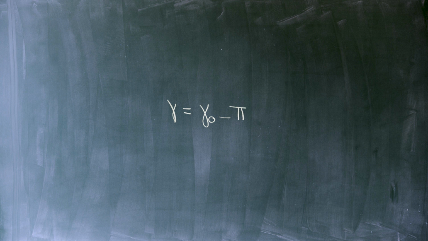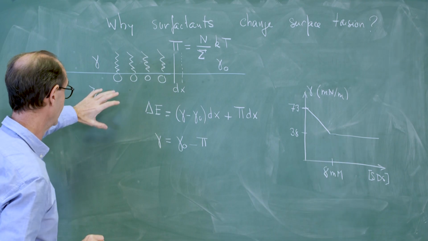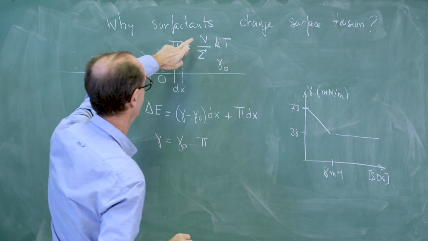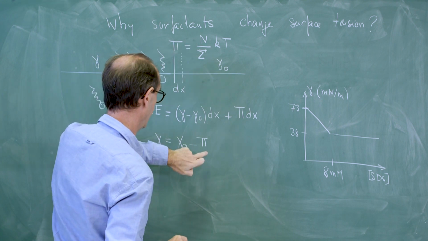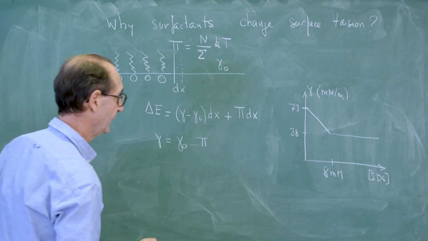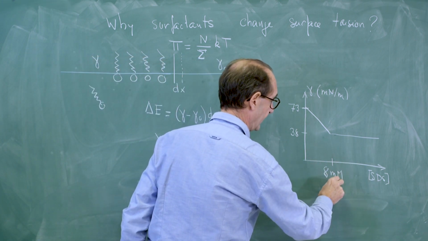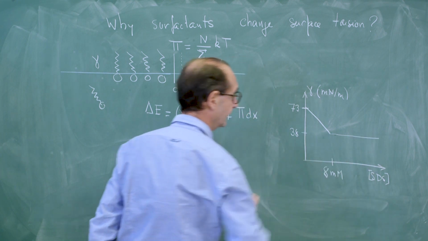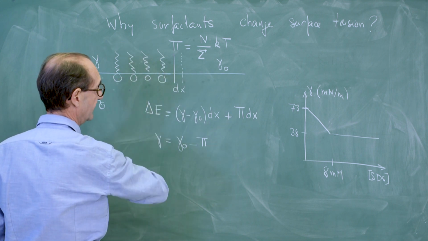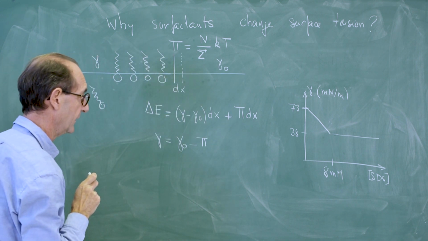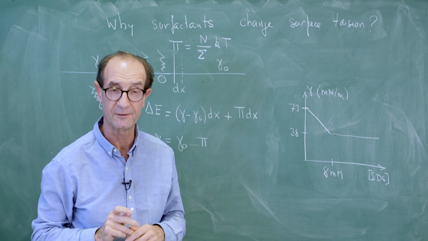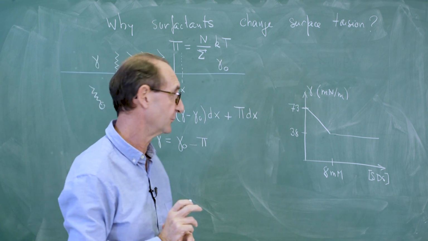So we understand that by adding surfactants in the liquid, the surface is populated by molecules, and as we increase the number of molecules per unit area, we increase pi, and we decrease the surface tension. Now we see that beyond a given concentration, the surface tension remains constant, which means that the number of molecules per unit area should remain constant. So this critical concentration is called the critical micelle concentration, and we will understand why.